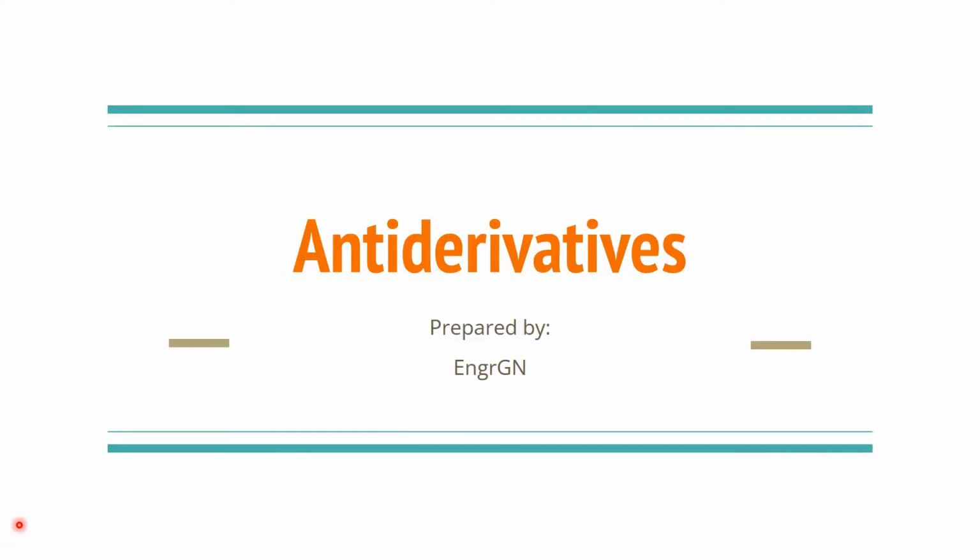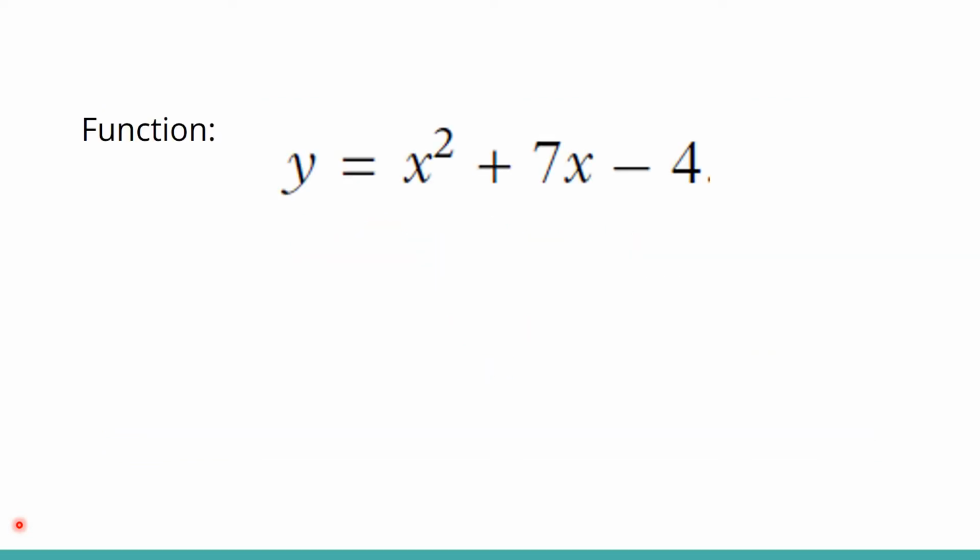I will be discussing antiderivatives. This is a topic next to derivatives. Going back to derivatives, if we have a function y equals x squared plus 7x minus 4, its derivative is y prime equals 2x plus 7, or we may also call that the derivative of y equals 2x plus 7.